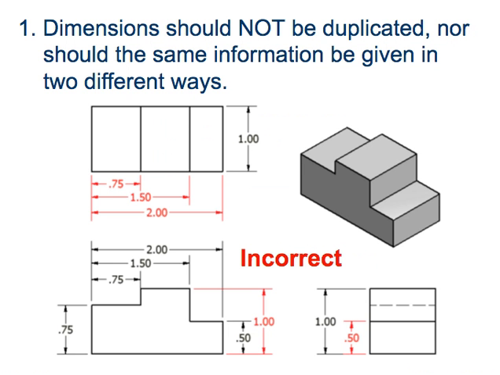Okay, so let's see. Rule number 1. Your dimensions should not be duplicated, nor should the same information be given in 2 different ways. Why? Because we don't want to over-dimension our sketches.